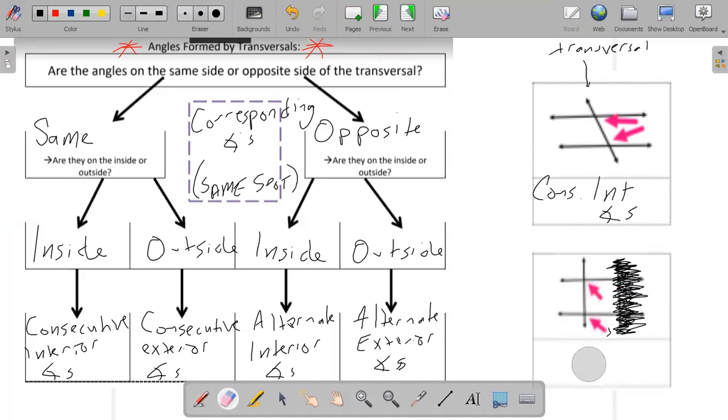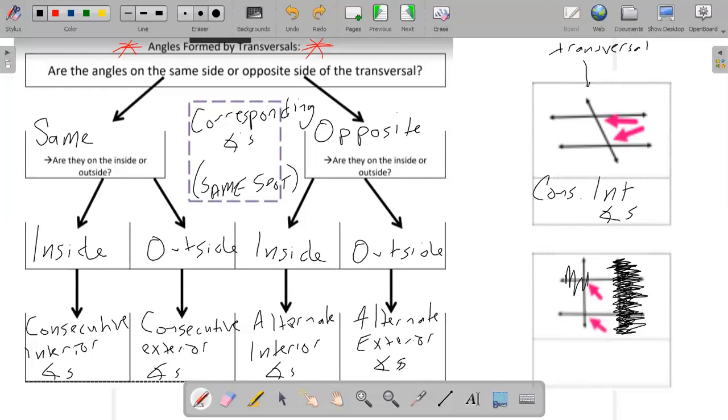So can anyone describe to me where those angles look like they are? Do they look like they're in the same spot, or not in the same spot? If I cover up everything down here, how would you describe the location of this angle in terms of these? Would you say top left, top right, bottom right? Bottom right.